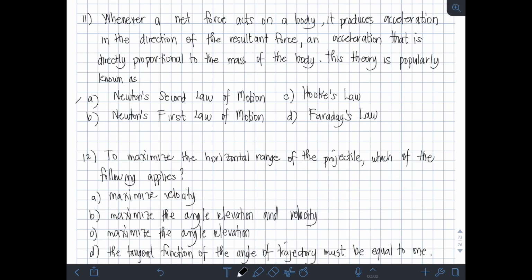12. To maximize the horizontal range of the projectile, which of the following applies? A. Maximized velocity, B. Maximize the angle elevation and velocity, C. Maximize the angle elevation, D. The tangent function of the angle of trajectory must be equal to 1. The correct answer is letter D. The tangent function of the angle of trajectory must be equal to 1.